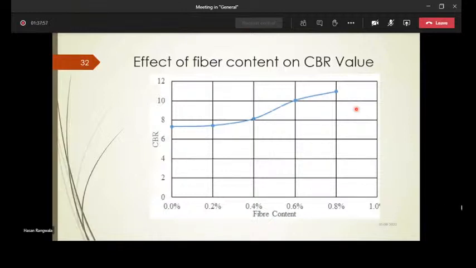Here we have done the CBR test, and we have seen that the CBR increases constantly from 0 to 0.8 percent of fiber content. If you see here, the average increase from 7.5 to 11 is almost 1.5 times the base value of plain soil. So we can increase the CBR to quite a higher extent.